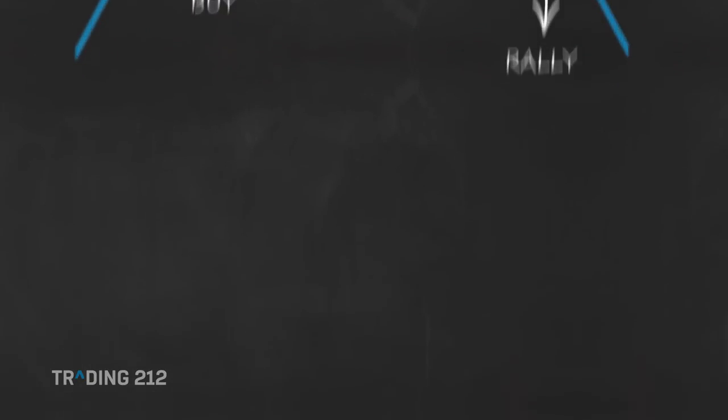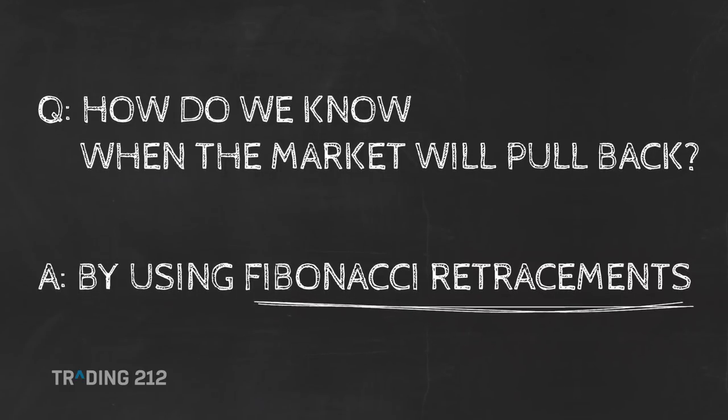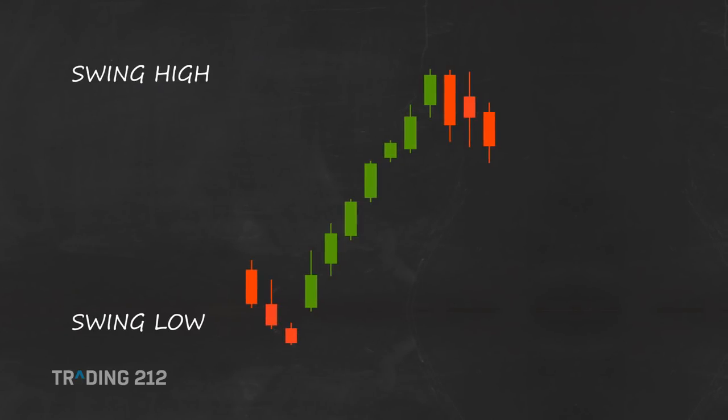Put simply, you should buy pullbacks in an uptrend and sell rallies in a downtrend. However, how do we know when the market will pull back? This is where Fibonacci retracements come in. In order to apply Fibonacci retracement levels to your chart, you need to identify the swing high and the swing low points of a trend.